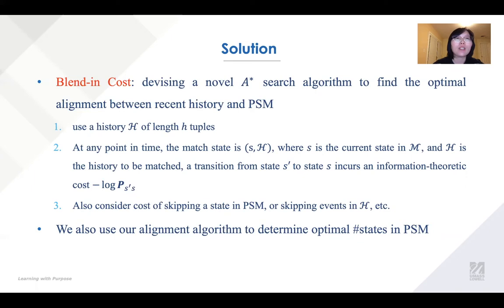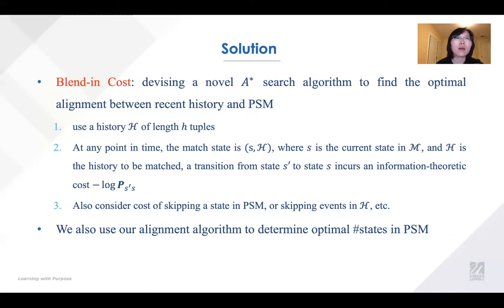By our design, in general, a transition from state S' to state S incurs a cost of negative log probability of S' S. Intuitively, if the transition probability is 1, then the cost is 0. The lower the probability is, the higher the cost. We also consider the cost of skipping a state in the PSM or skipping events in history.